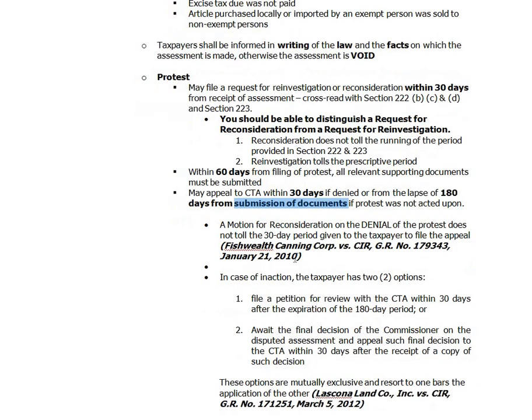In this, there's a case, Fishwell Canning Corp. versus CIR. This is what explained the difference between a motion for reconsideration and a request for reinvestigation. An MR on the denial of the protest does not toll the 30-day period given to the taxpayer to file the appeal. This is different here because when you receive the denial, you can actually file a motion for reconsideration there, but it does not toll the 30-day period here, right?